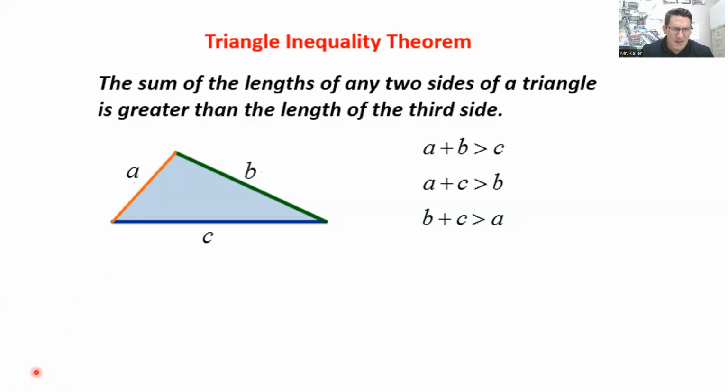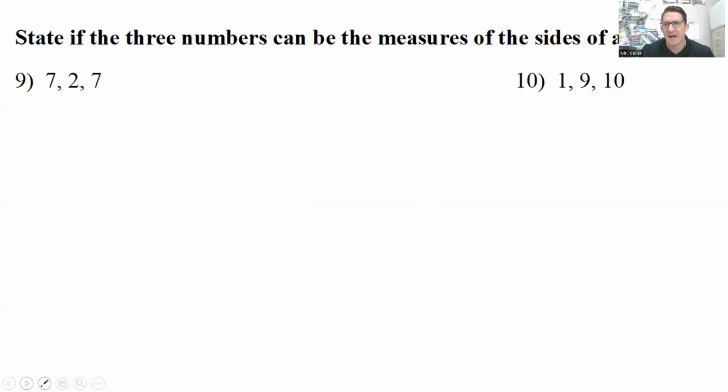Basically, what we're going to be doing is looking at the side lengths of triangles and determining if those side lengths are able to make a triangle. What you need to do is take the two smaller sides, add them together, and see if it's bigger than the third side.